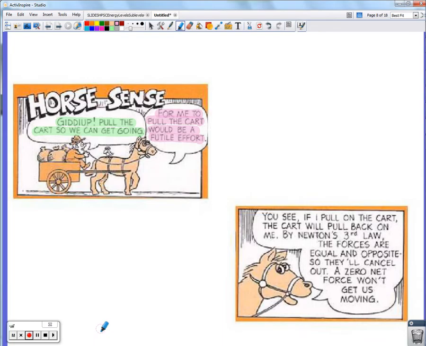So the horse reasons, knowing Newton's third law: if I pull on the cart, it will pull back on me. By Newton's third law, the forces are equal and opposite, so they'll cancel, and a zero net force won't get us moving. Which is a reasonable argument. He knows about force, the vector nature of force, and adding forces to find the net force. Sounds pretty similar to everything we've done so far in this unit. So, let's see where the horse makes his mistake in trying to get out of doing his work.